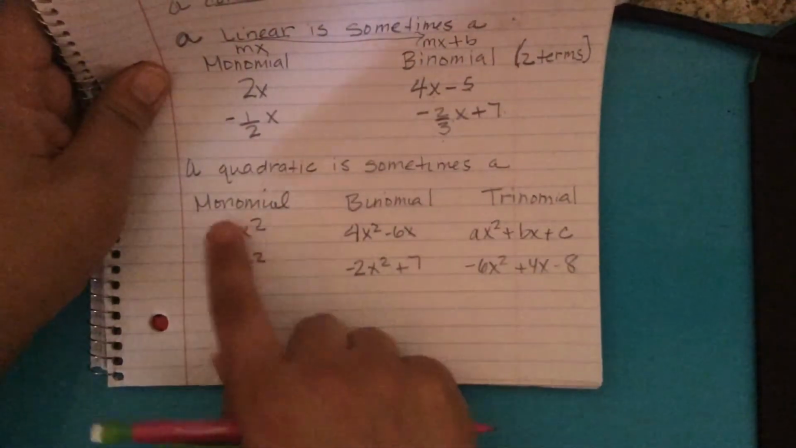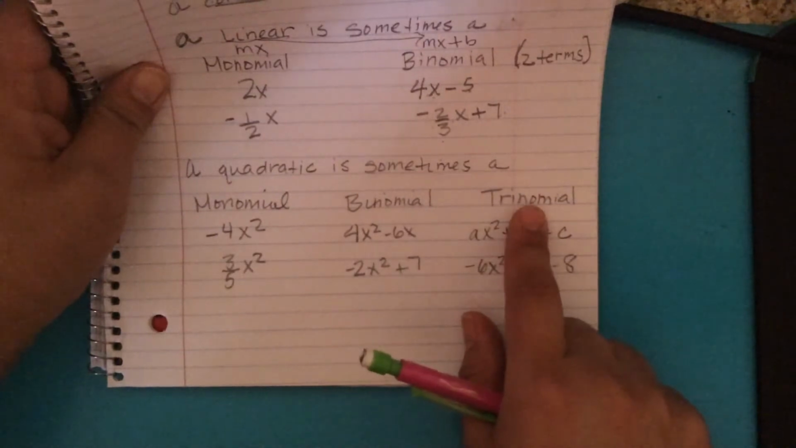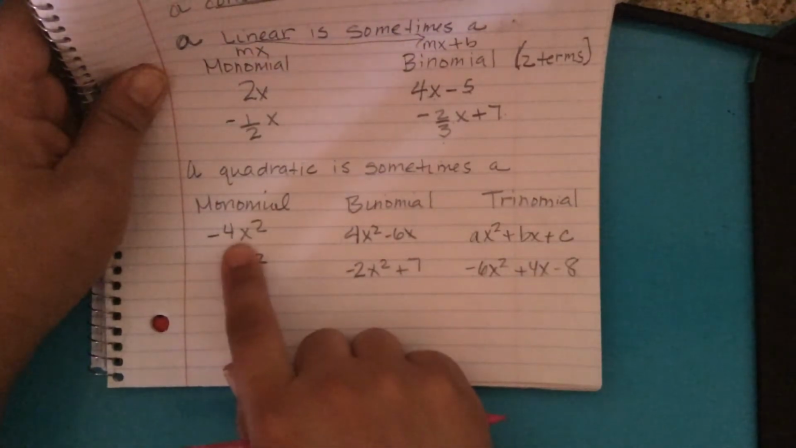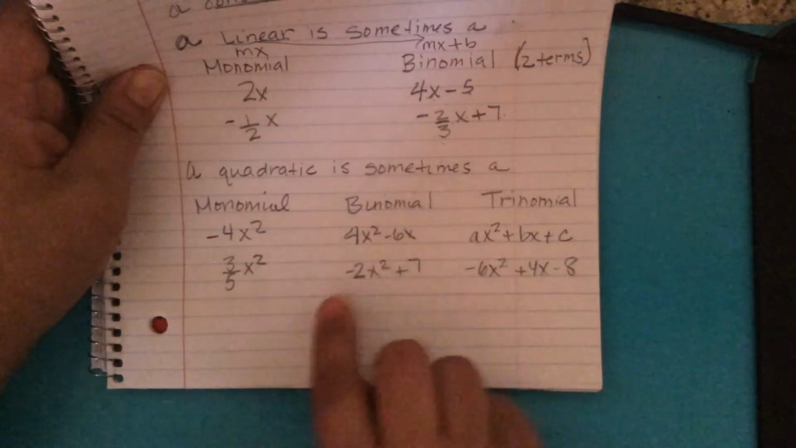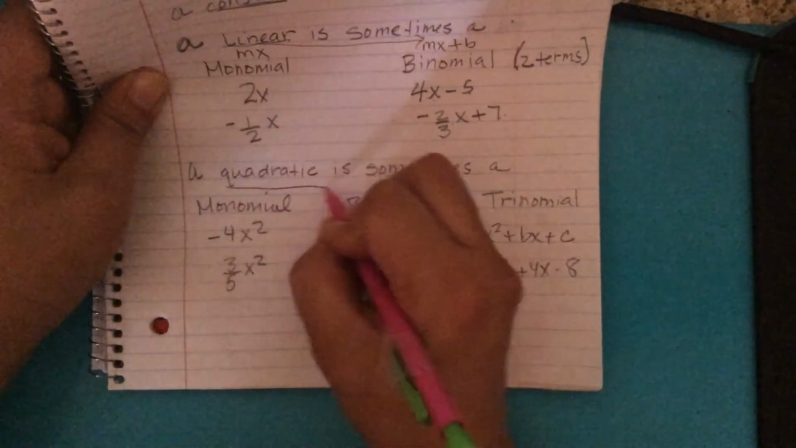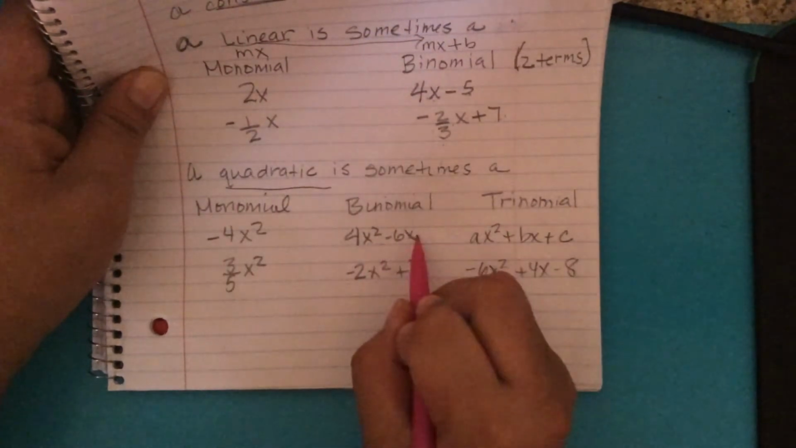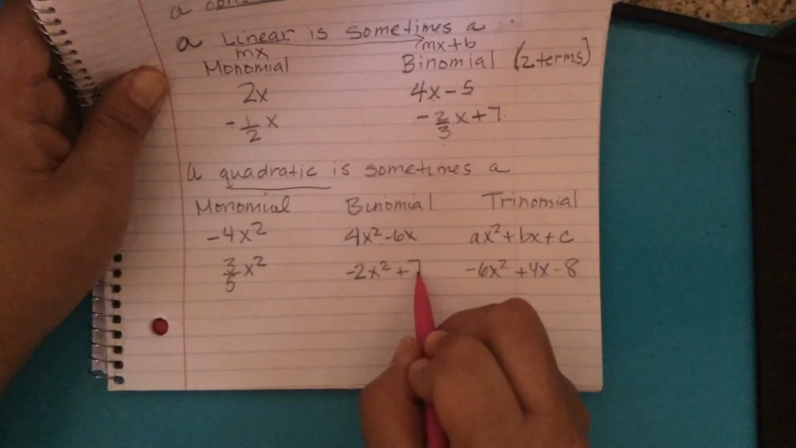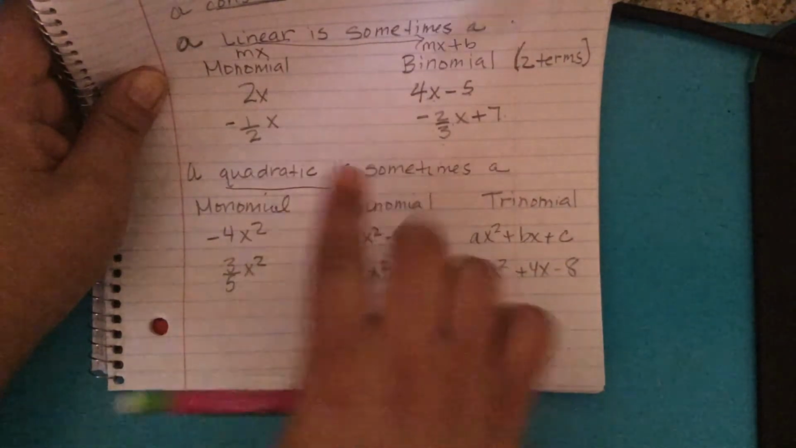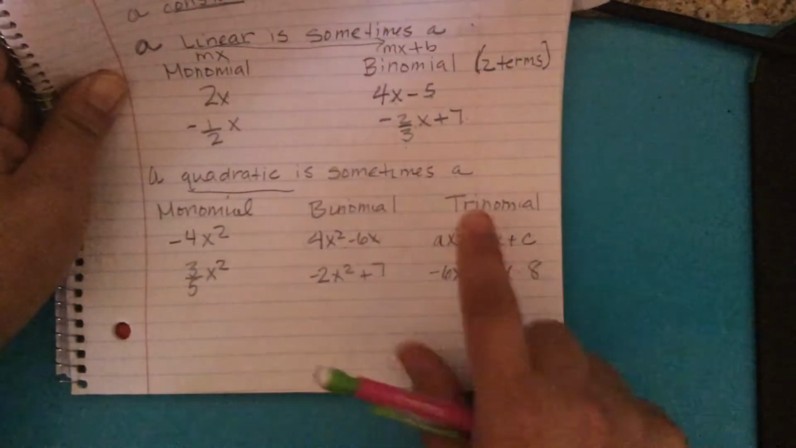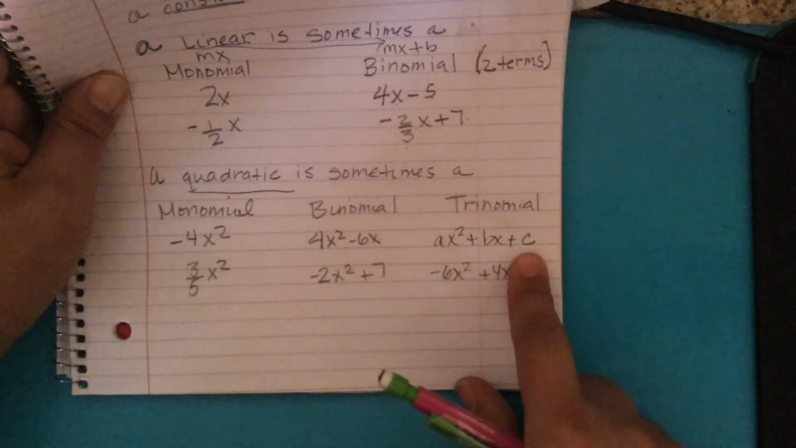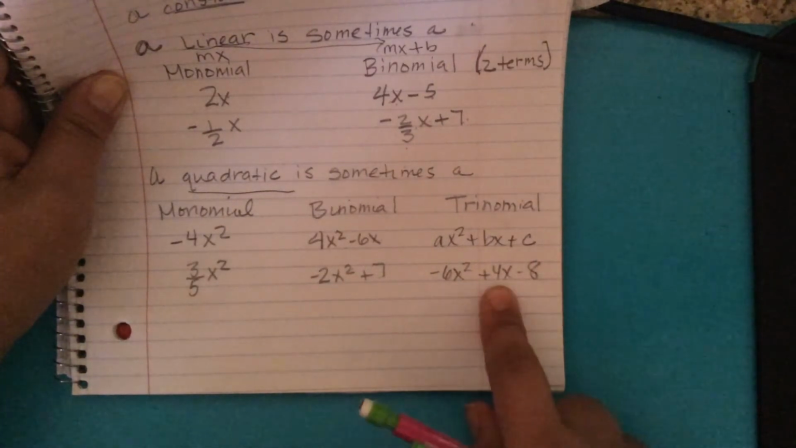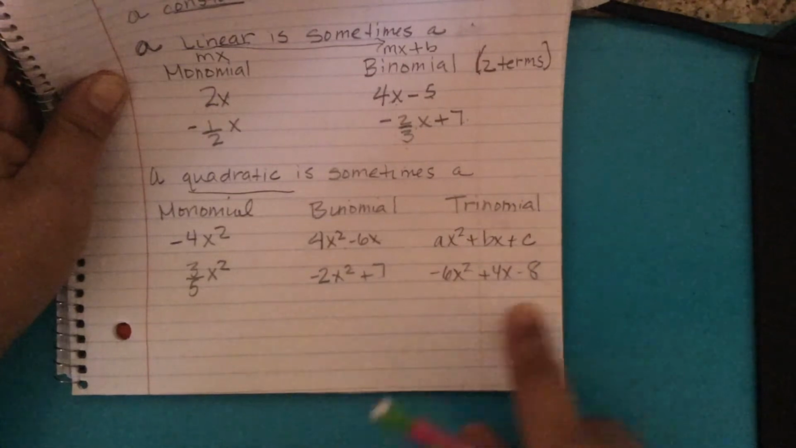A quadratic is sometimes a monomial, binomial, or a trinomial. If it's a monomial, it's just like negative 4x squared or 3/5 x squared. A binomial that's a quadratic will have something like 4x squared minus 6x or negative 2x squared plus 7. So it has two terms, so it's a binomial that's a quadratic. A trinomial of a quadratic is when you have your a, b, and c all in, like negative 6x squared plus 4x minus 8. So this is a quadratic that's a trinomial. Okay.